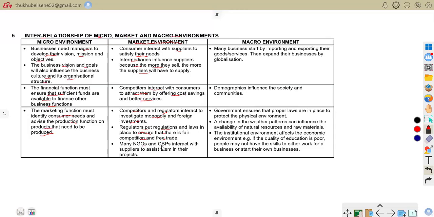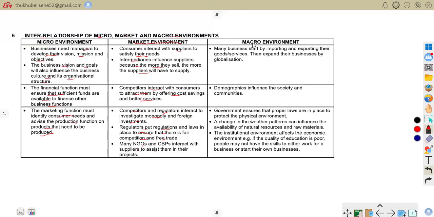Many malls and CBPs interact with suppliers to assist them in their projects. So it means that large companies work closely with suppliers for smooth production. For example, Coca-Cola works with bottle manufacturers to maintain supply.